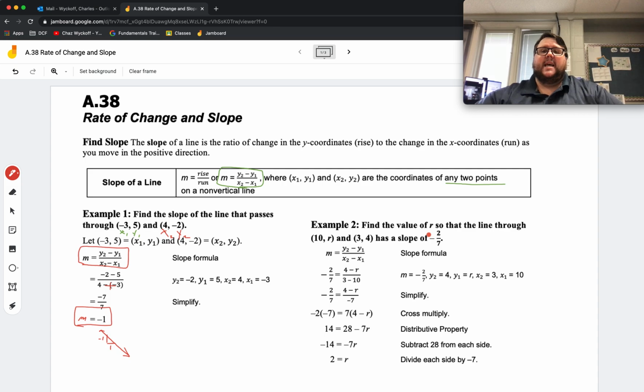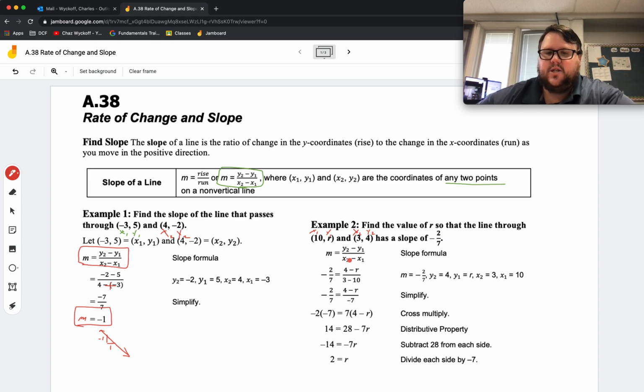Okay, so example 2, now they're giving us what the slope is, but they want us to find one of the coordinate pairs. They're not giving it to us. So we're going to use the same equation, m equals y2 minus y1 over x2 minus x1. And we're going to find the value of r so that the line through 10, r, so we'll say this is x1, y1, and 3, 4, so that would be x2, y2, has a slope of -2.7.